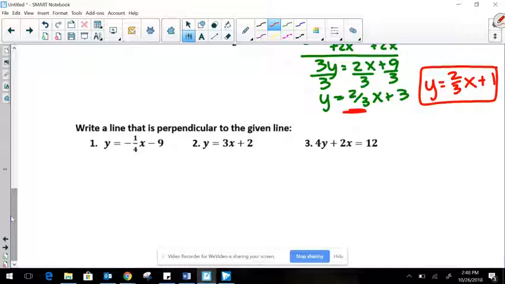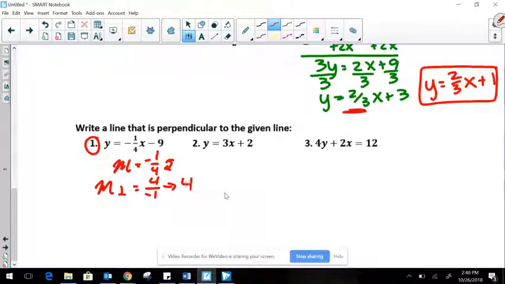All right, then last part here, write a line that's perpendicular. So it's same idea as this up here, but now you're going to have to change your slope before you write your equation of the line. So let's look at number 1. So right now my slope is equal to -1/4. I want to find the perpendicular slope. So I need to flip these over. So it's 4 over -1. Since it's a negative, I want to change it to a positive number. So my perpendicular slope is 4.